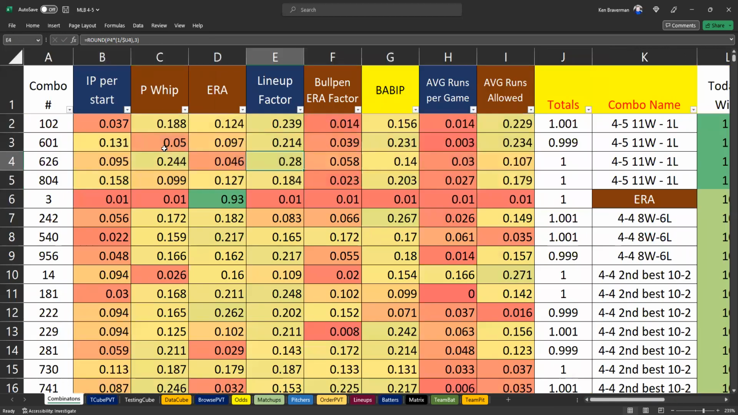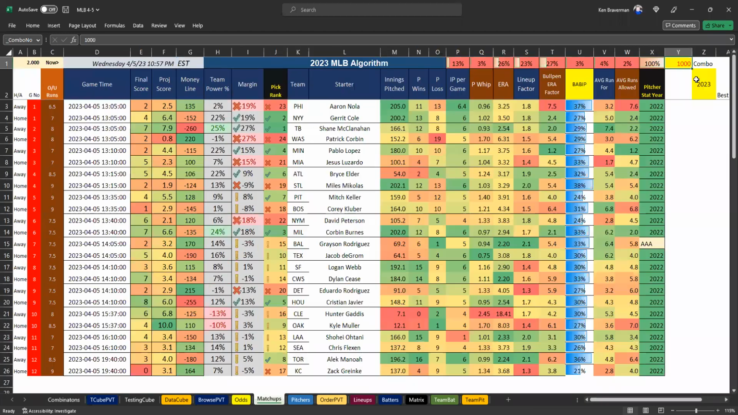We're going to obviously use these tomorrow, but more importantly, we're going to check scores and run these. So here's what we're going to do: we're going to look at these four: 102, 601, 626, and 804. And here's where we're going to look at them. We're going to go into the matchup sheet. We're going to type combo 102 here.